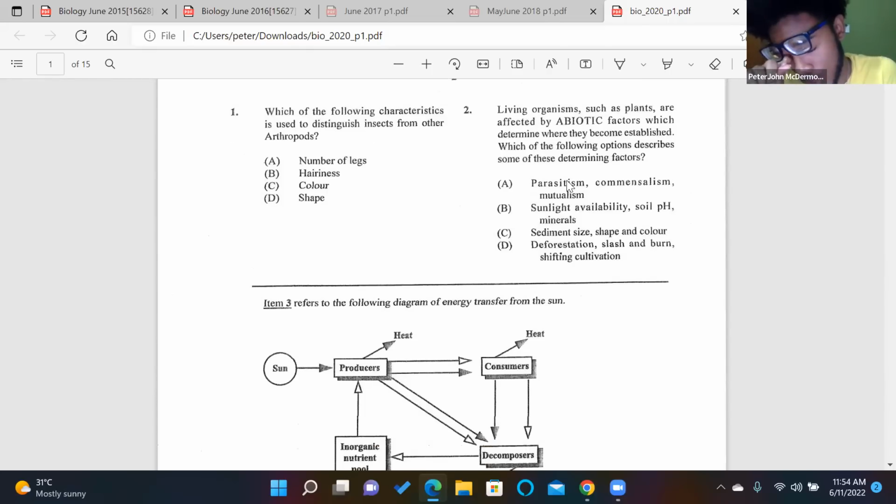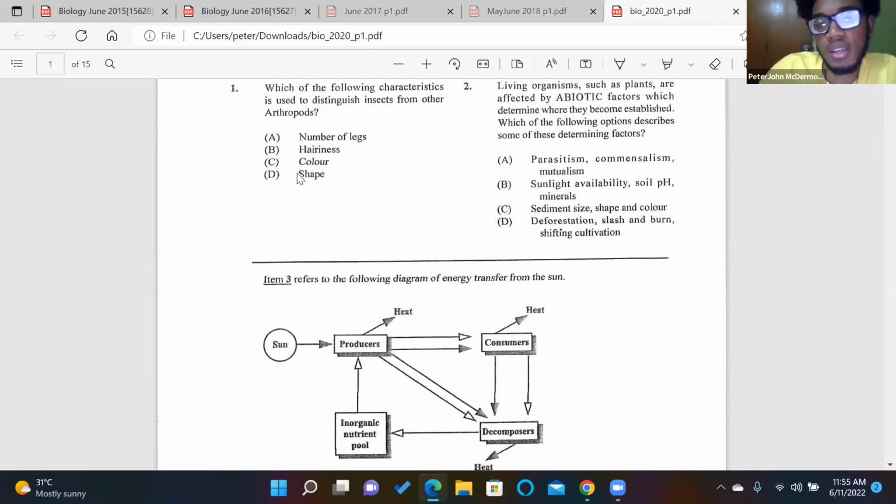All right, living organisms such as plants are affected by abiotic factors. Which of these is an abiotic factor? A, B, C, or D? Let's try to move quickly. B. Oh, you had said shape before. Let's look at number of legs. So number of legs is just a typical distinguishing feature. Hairiness, color, shape, those aren't really distinguishing features. The distinguishing features are number of legs, segments, presence of wings, stuff such as those. These are non-specific.